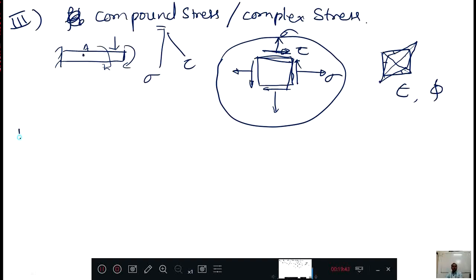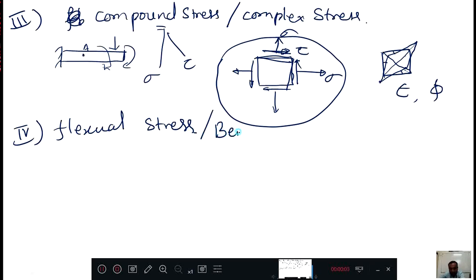And the fourth stress is flexural stress. The fourth one is flexural stress. This is also known as bending stress, but there is a little difference in these names.